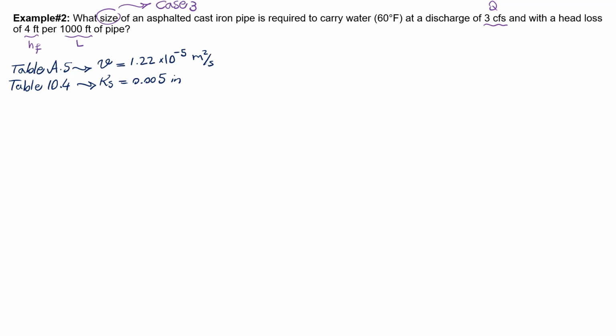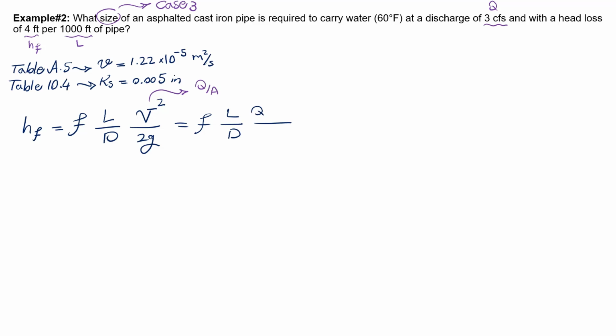Now we're going to calculate the diameter of the pipe. So I'm going to write down the Darcy-Weisbach equation: HF is equal to F, length, diameter, velocity of water in the pipe to the power 2 divided by 2g. And then instead of velocity, I'm going to replace it with Q divided by area and write it down. So it would be F, length, diameter, Q to the power 2 divided by A to the power 2, 2G.